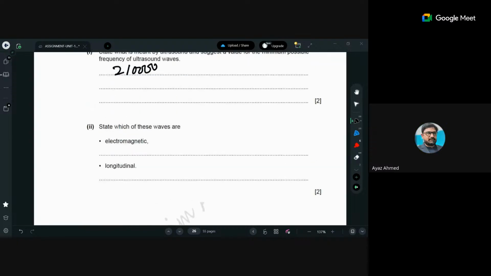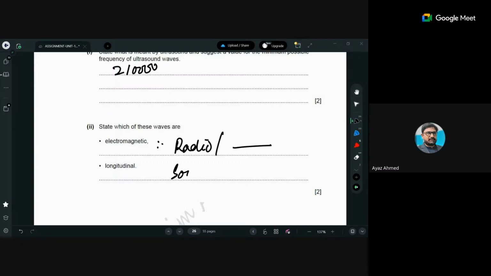State which of these waves are electromagnetic. Electromagnetic waves are radio waves, infrared, and so on. Write anyone from the spectrum.